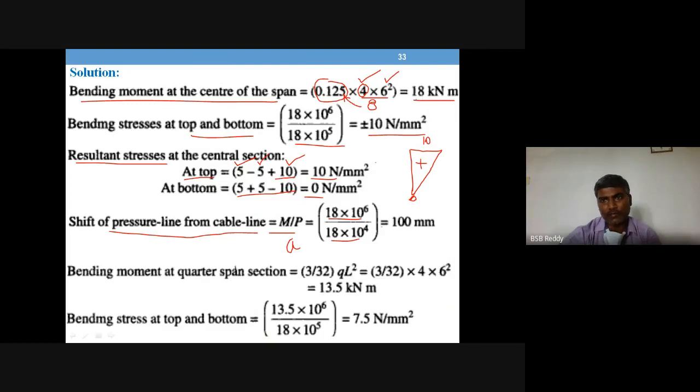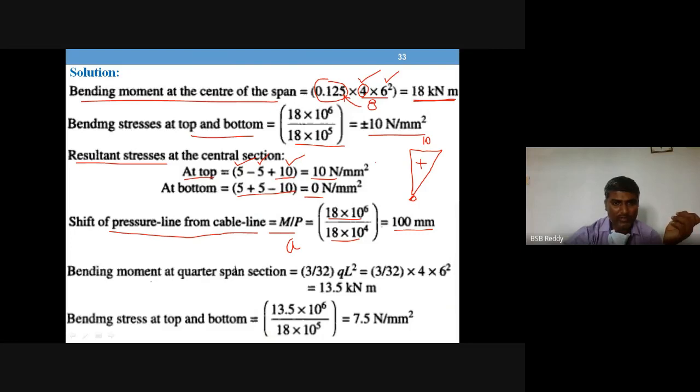Bending moment at center, 18 kilonewton meter, calculated as 18 into 10 power 6, nothing but WL square by 8 value, divided by P, the pre-stressing force, 180 kilonewton, 180 into 10 cube, finally coming around 100 mm. Whatever was calculated for the last example is the same here. The only change is that the cable is eccentric now. It was concentric earlier.